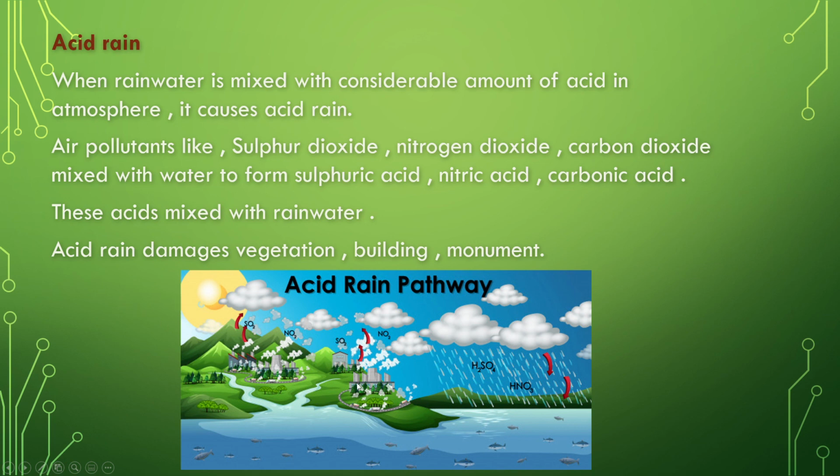So what is the significance of acid rain? It causes heavy damage to vegetation, because it is very harmful for vegetation and also for buildings. It causes highly damaging effects on buildings, architecture and monuments. So acid rain is very harmful for our environment.